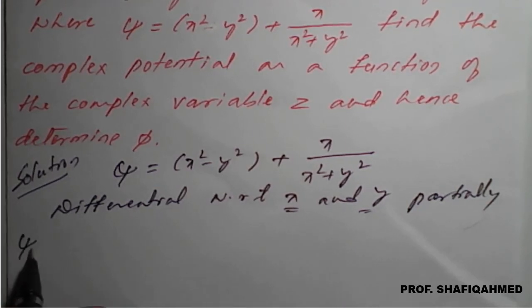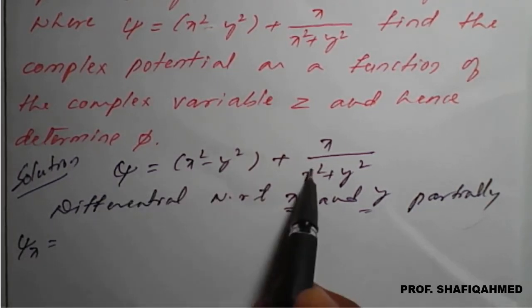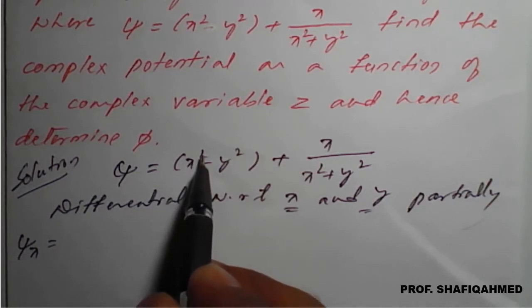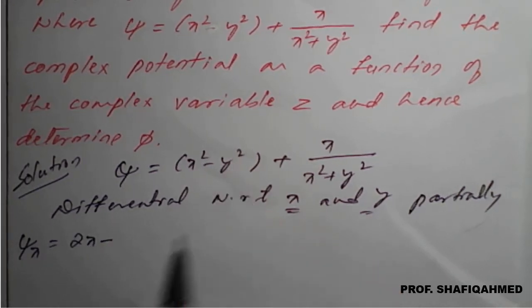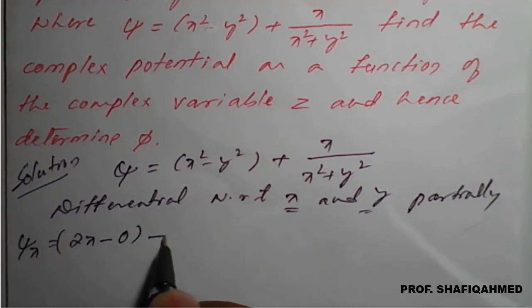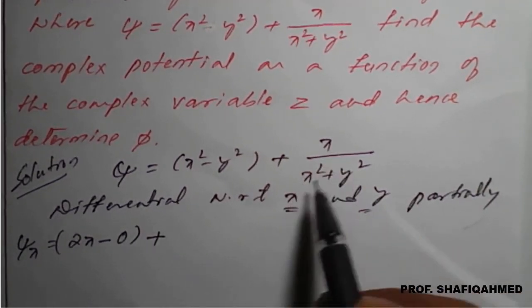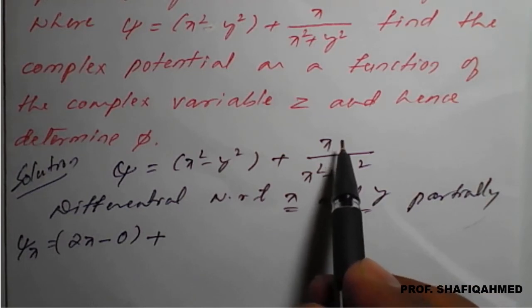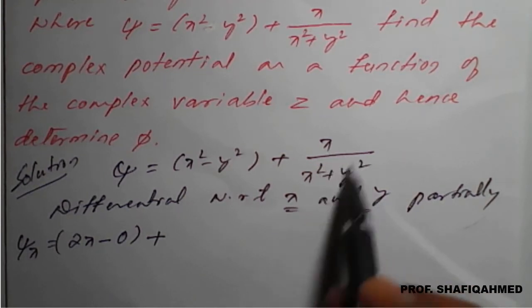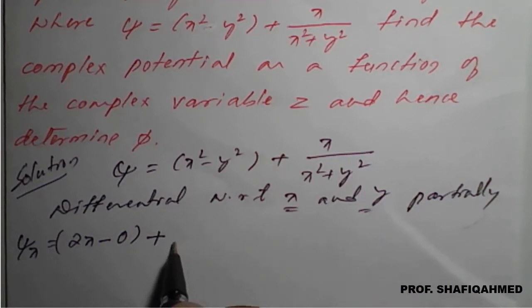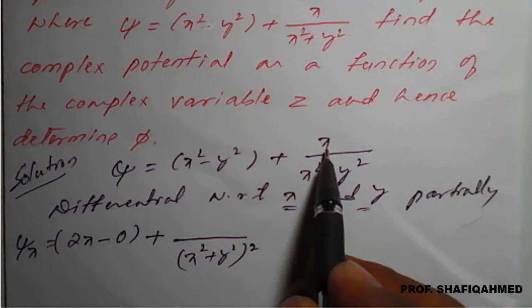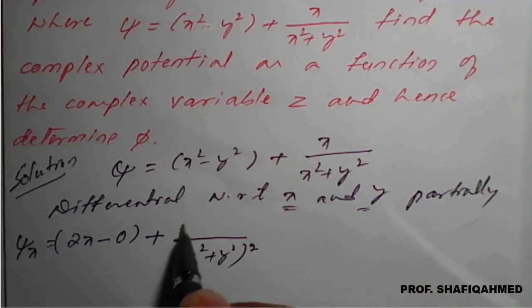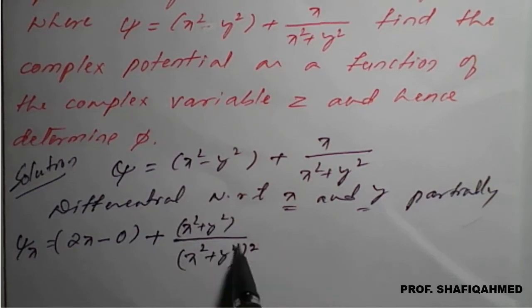First, psi of x. The partial derivative of psi with respect to x: the partial derivative of x square with respect to x is 2x, minus the partial derivative of y square with respect to x, which is 0. The plus sign stays as it is. Here x is in both the numerator and the denominator, so we have to go for the u upon v form. The denominator square is x square plus y square whole square. Then keep the numerator as it is, x square plus y square.